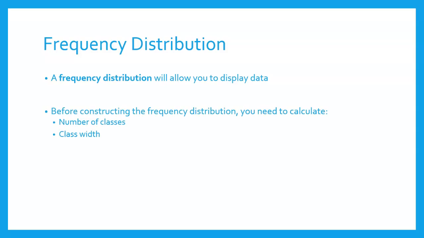Now, before we can build or construct our frequency distribution, there's a couple things that we need to calculate. We first need to find out how many classes we're going to have and our class width. A class is a group. So when you have a frequency distribution, you're going to group your data into classes. And we need to know how many classes and how big or how wide each class has to be before we can actually construct the frequency distribution.